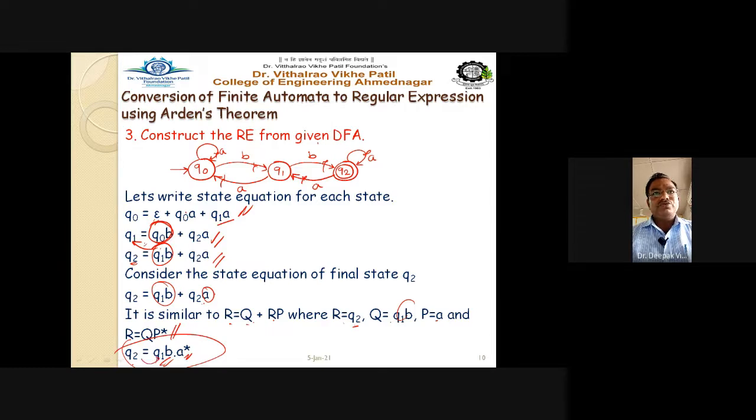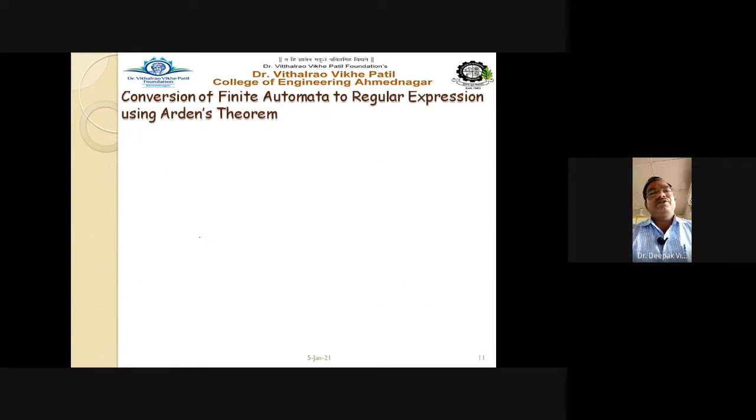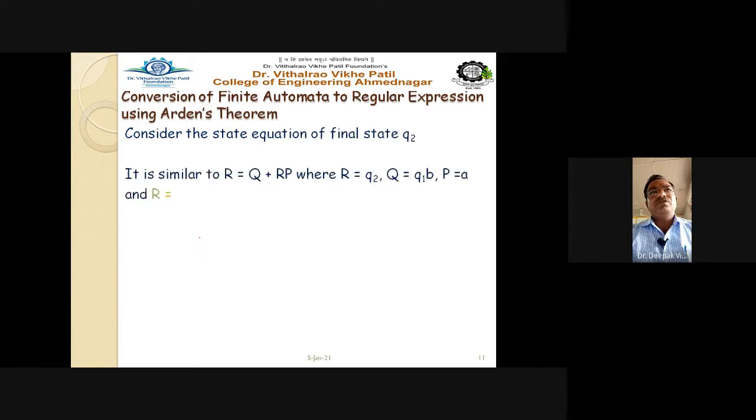So where is Q1? Here is the equation for Q1. Getting this point? See here, how is it solved? Consider the state equation of the final state Q2, that is Q2 equal to Q1B plus Q2A, and we have solved it as Q2 equal to Q1B dot A raised to star.